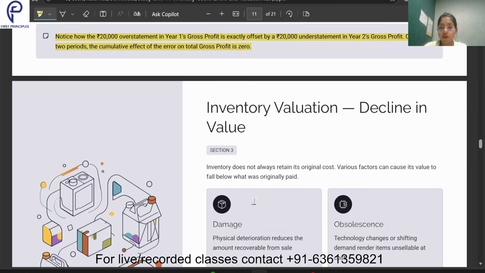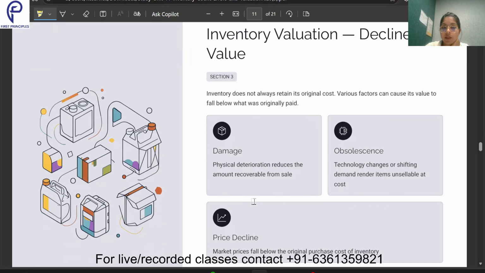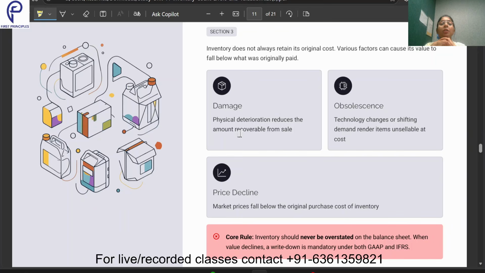Now, inventory valuation, decline in value. Inventory does not always retain its original cost. Various factors can cause its value to fall below what was originally paid. So how can we have a decline in the value of the inventory? 3 cases could be physical damage, or obsolescence, that means it can become outdated, or a decline in the price of the inventory. Because of these reasons, my inventory value will decline.